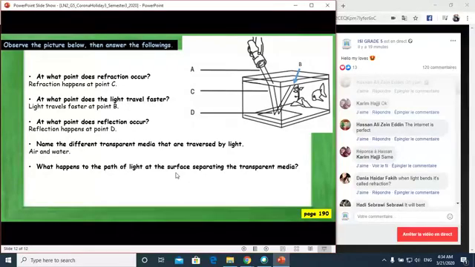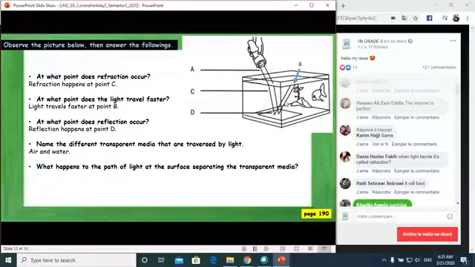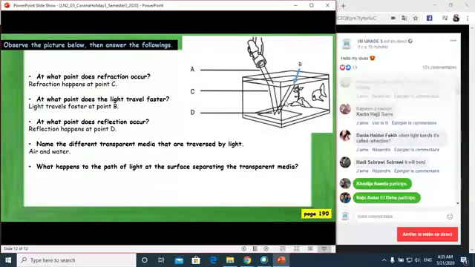What happens to the path of light at the surface separating the transparent media? When light moves from the air to the water it bends because it's moving slower. And also when it moves from the water to the air it bends again. Okay, because of different speeds. If you can remember the girl that was explaining the reflection lesson in the video last time, she said, imagine you're swimming in water. You're slower, right? Because you cannot walk in water at the same speed as you can in the air.